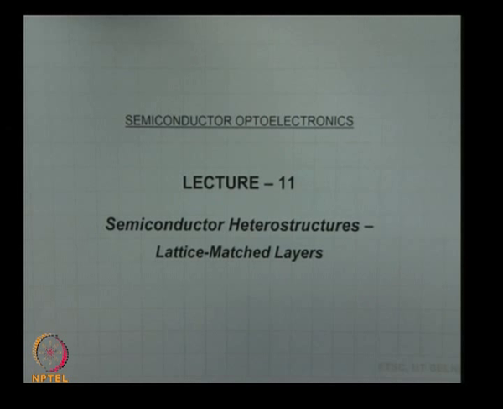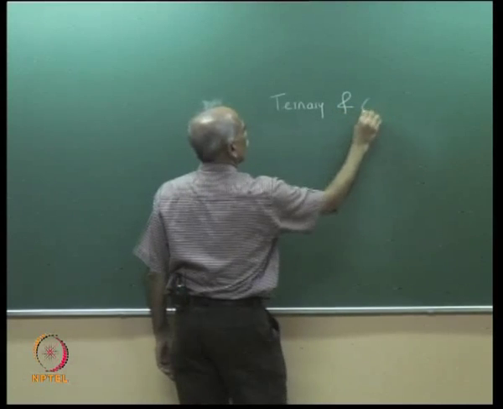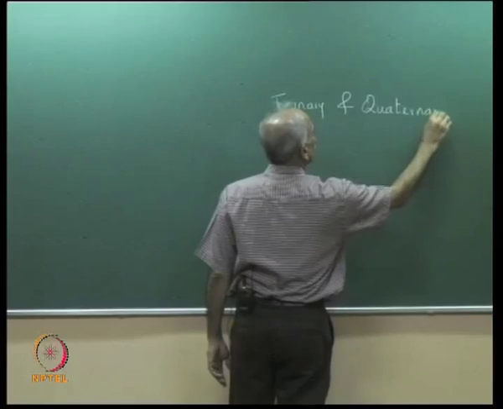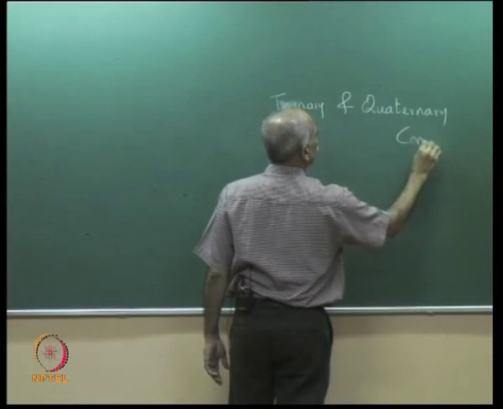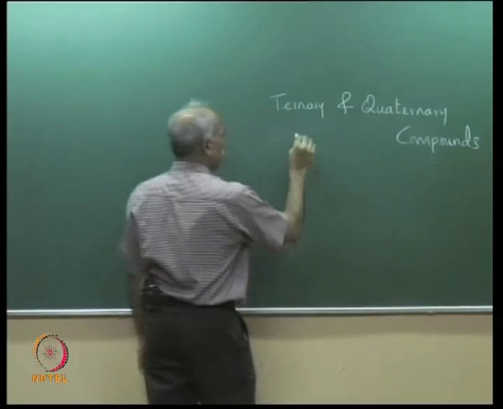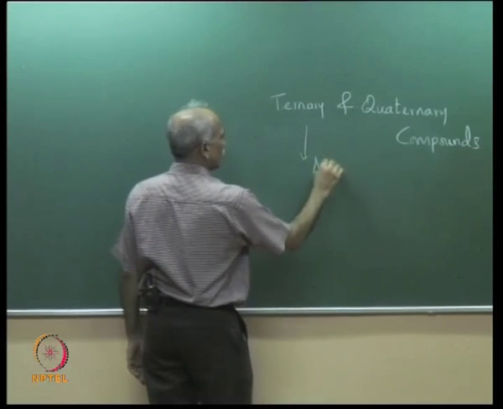So, if you recall, in the last class we discussed semiconductor materials, and in particular we talked about ternary and quaternary compounds. These are also called alloy semiconductors.